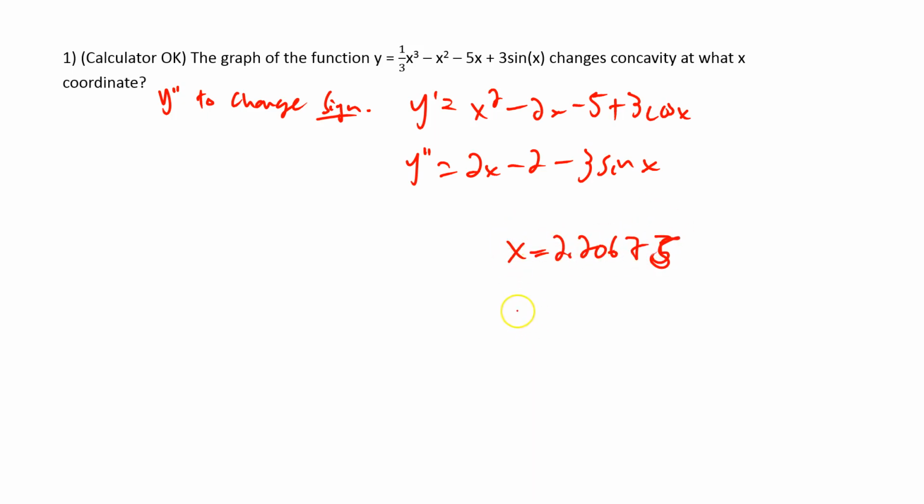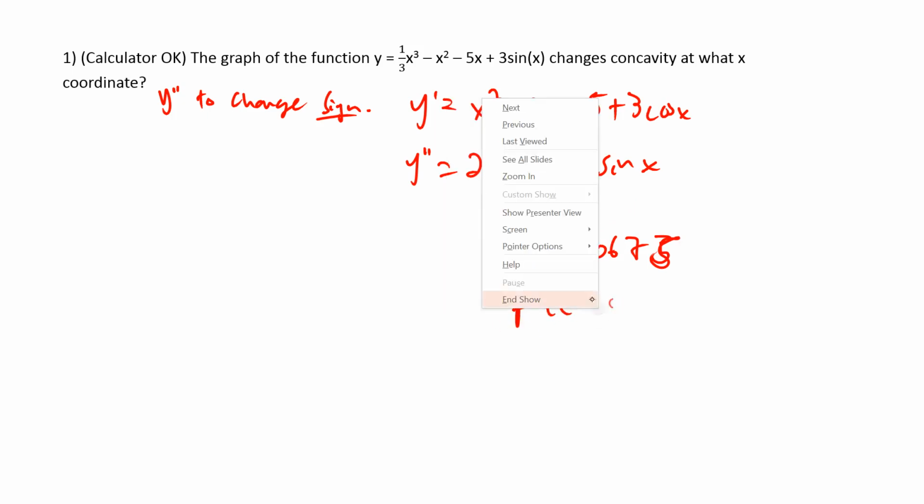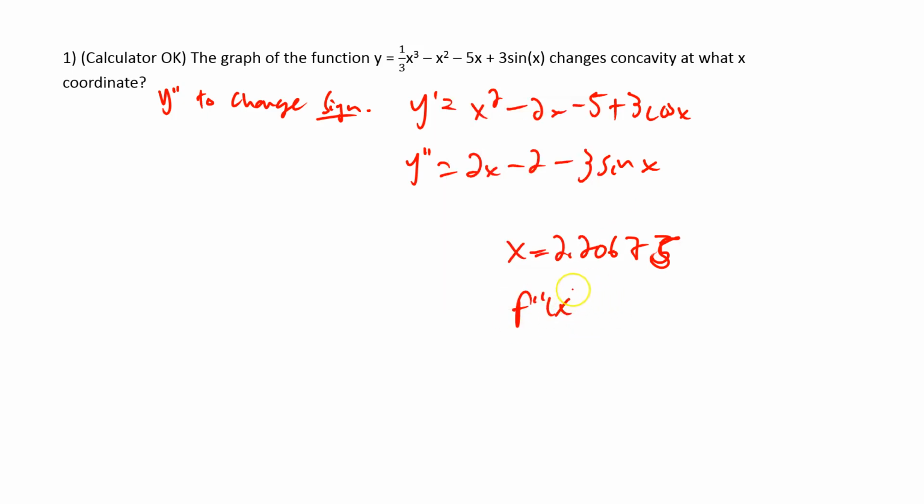There we go. Because f double prime of x changes from negative to positive. You don't really have to say it's negative to positive, but it changes. Just the fact that it changes, that's an inflection point. It changes concavity. Nice. All right, that's all I've got.